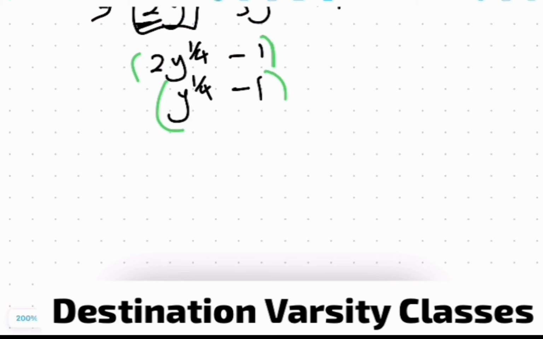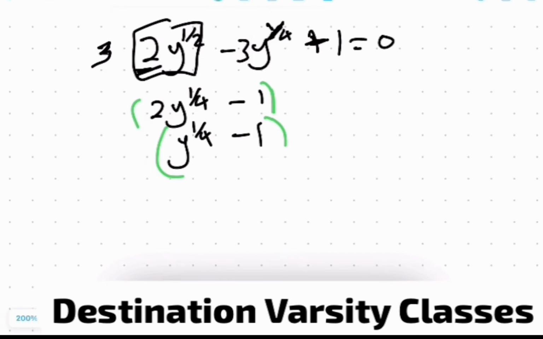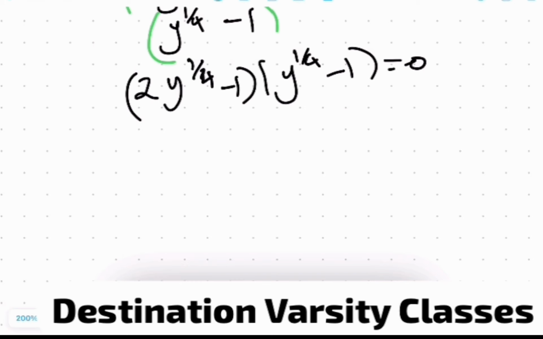Okay, cool. So now you have your solution as 2y to the power of 1 over 4 minus 1 equals 0. Or, let me not skip steps. So you'll have your 2y to the power of 1 over 4 minus 1, and then your y to the power of 1 over 4 minus 1 equals 0, right? Then you'll have your 2y to the power of 1 over 4 equals 1, because you equate this to 0 and you also equate this to 0.